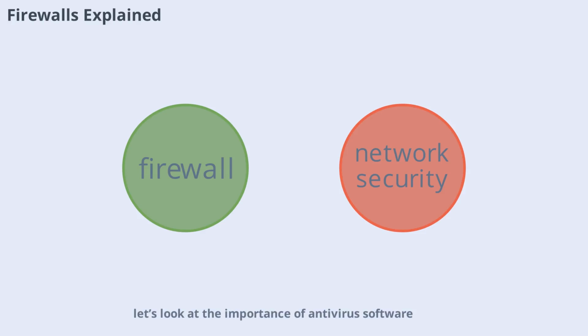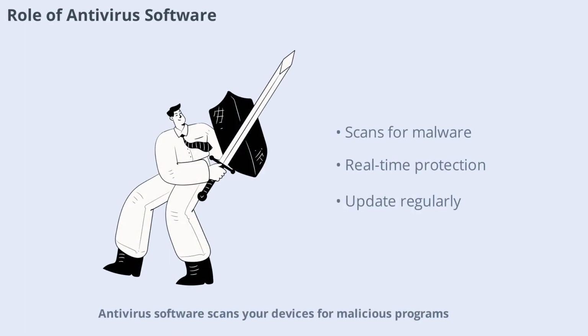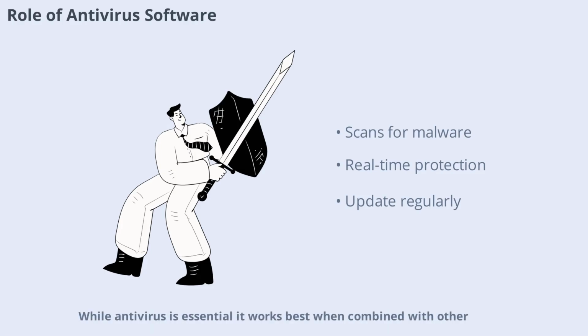Next, let's look at the importance of antivirus software. Antivirus software scans your devices for malicious programs and removes them before they can cause harm. It provides real-time protection against viruses, malware, and other threats. Regularly updating your antivirus ensures it can detect the latest dangers. While antivirus is essential, it works best when combined with other security measures like firewalls and strong passwords.